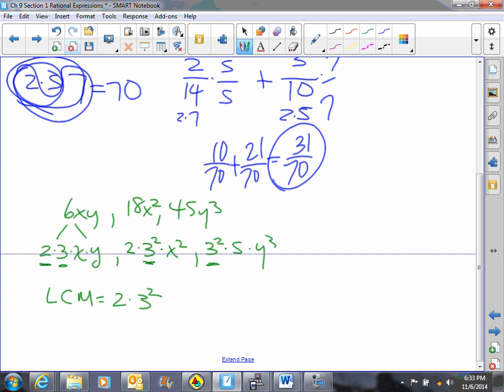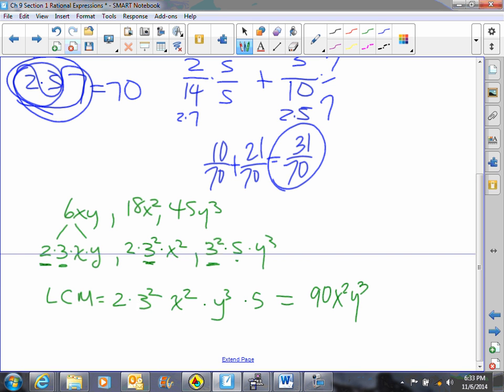Now we have a factor of x in the first one, 2 factors of x in the second one, so we need 2 factors of x. We have a factor of y in the first one, none in the second, but 3 in the third, so we need 3 factors of y in our lowest common multiple or lowest common denominator. We also need a 5. I neglected to mention the 5. We need a 5 because the third one has a factor of 5. So what we get is 2 times 3 squared times 5, which is 90, x squared y cubed for our lowest common denominator.